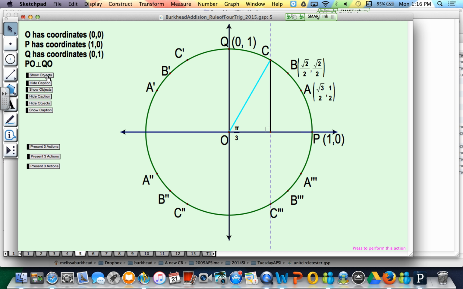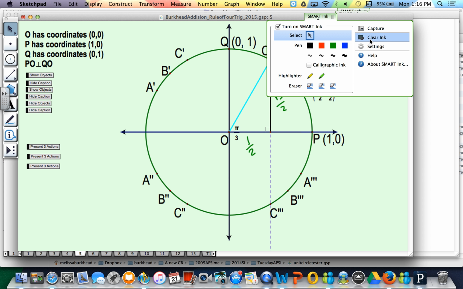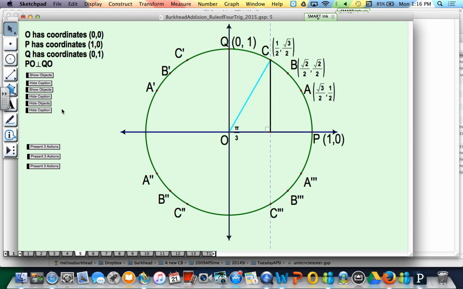So I'm not going to do our little 30, 60, 90 stuff. I'm just going to say you have length 1/2. You have length square root of 3 divided by 2. Does that make sense? Hence, what are the coordinates of point C? Excellent. 1/2, root 3 divided by 2.